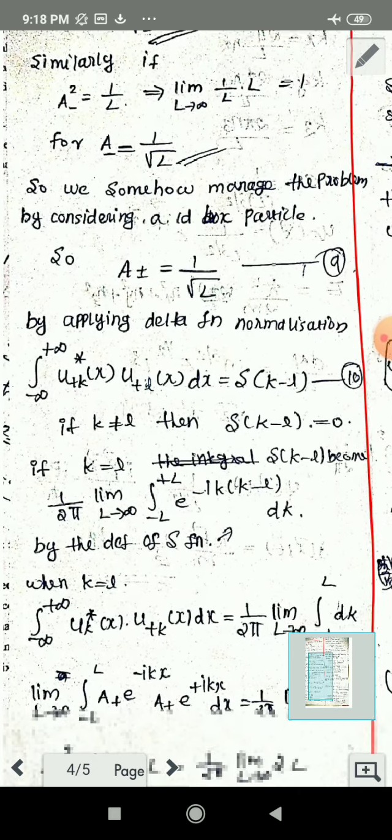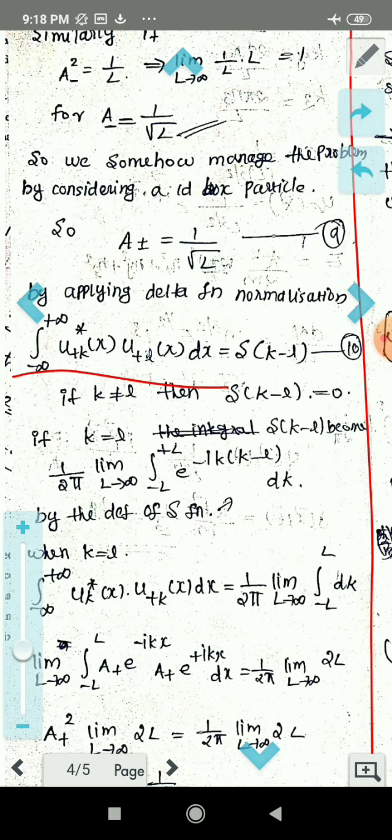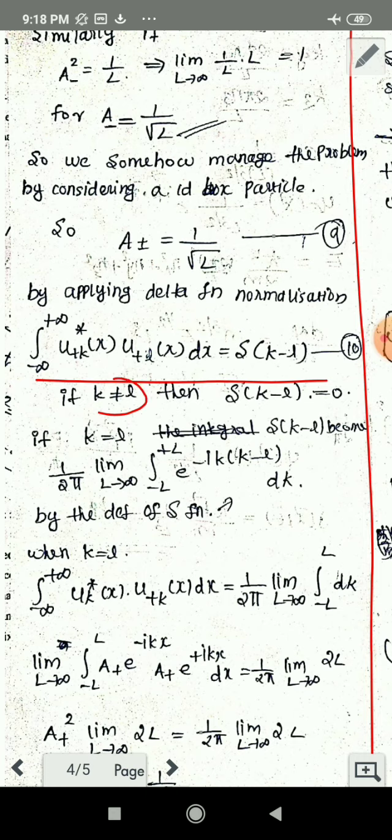So here our equation will be, that is, we are going to normalize our u, that is integral from minus infinity to plus infinity, u plus k of x star into u plus L, we are choosing L of x dx, is equal to, this can be written as delta of k minus L. Then if k not equal to L, what happened is delta function will be 0, isn't it? So the delta function will be 0.